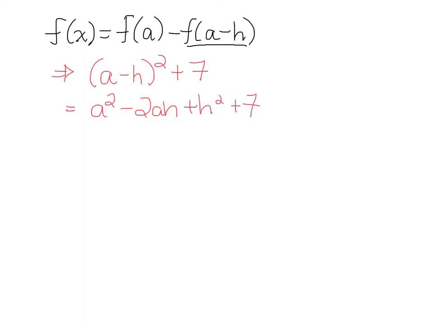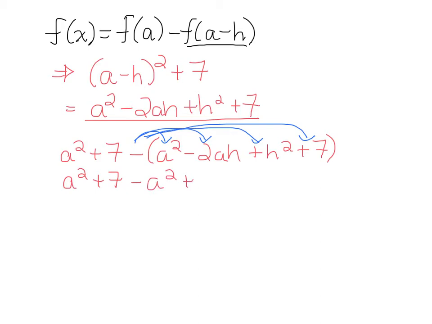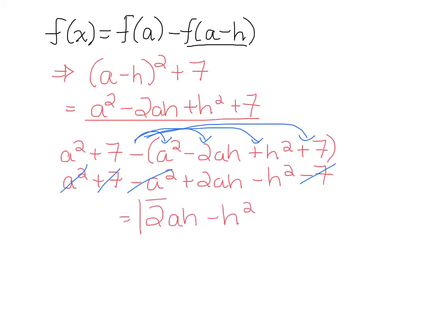Now let's take f of a, which would be a squared plus 7, and let's subtract this entire expression here. We will need to distribute the negative to each item in this polynomial. And let's see what happens. My a squareds will cancel off, so will the 7s, and that leaves me with 2ah minus h squared. This is my simplified version of that expression.